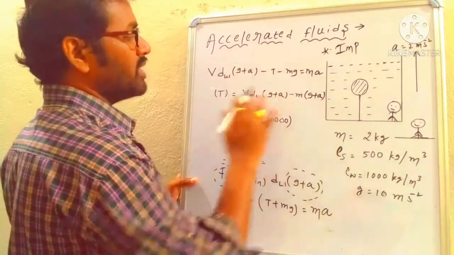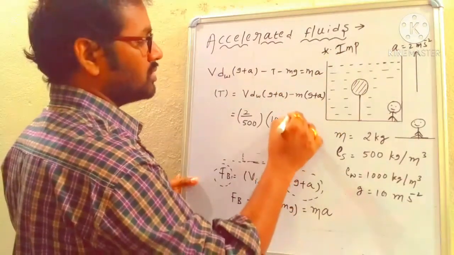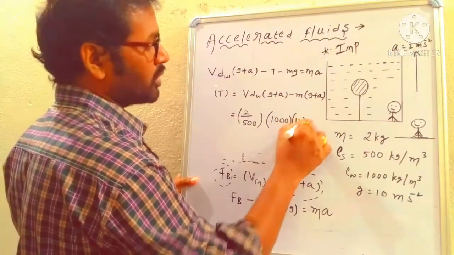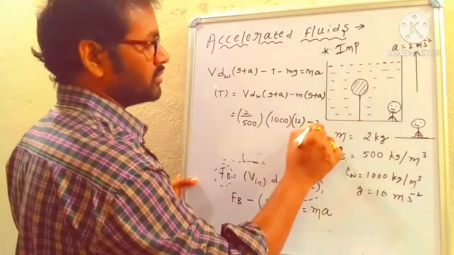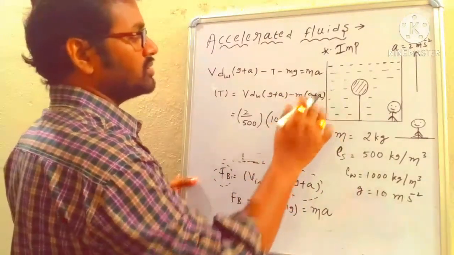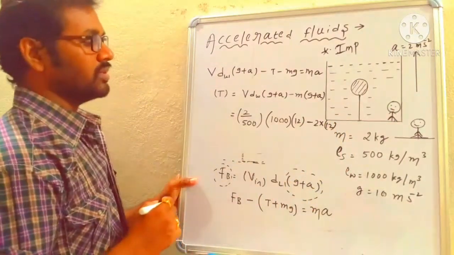And g plus a. g is given as 10 and a is 2. And 10 plus 2 is 12. You will get minus mass is again, you need to take 2 into g plus a, 10 plus 2 is 12, you will get 12 here.